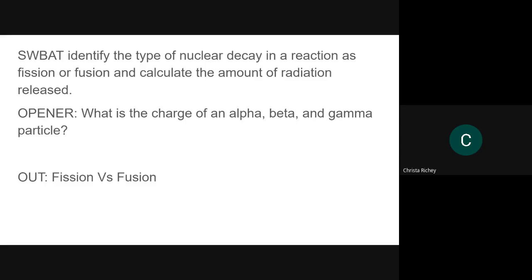So alphas are positive, specifically positive 2. It's 2 protons and 2 neutrons, which are neutral, no electrons. A beta is essentially an electron. Both of these actually change the number of protons from a parent to a daughter, depending on which way we're going. A gamma doesn't change any of the numbers because a gamma is nothing but pure energy. It has no mass.